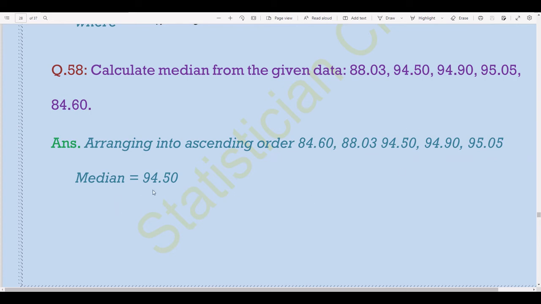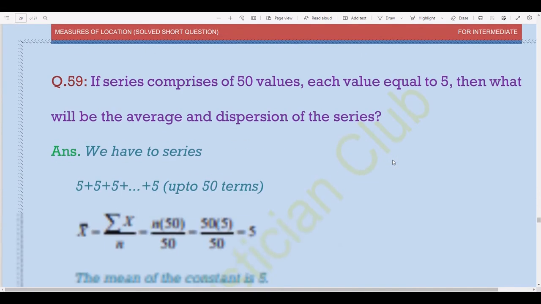I again repeat: first arrange your data set in ascending order from lowest to highest, and this is ungrouped data. Next, what is n? n is 5, which is odd. So for ungrouped data with n odd, the formula for median is (n plus 1) by 2. So 5 plus 1 is 6, divided by 2 is 3. Your median is the third number, 94.50.